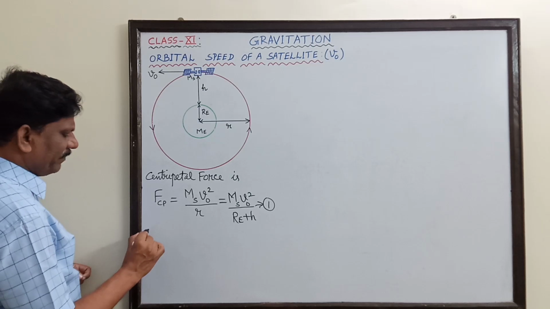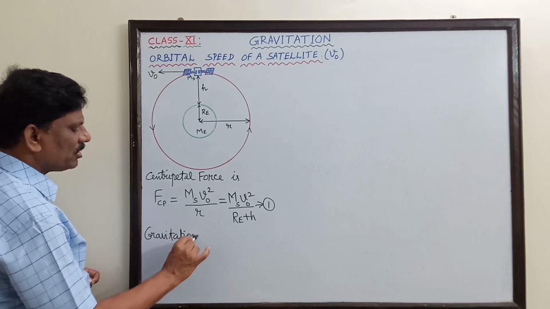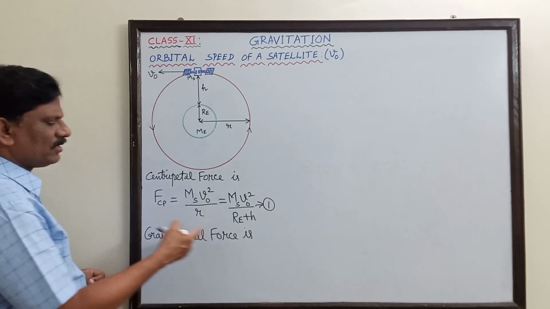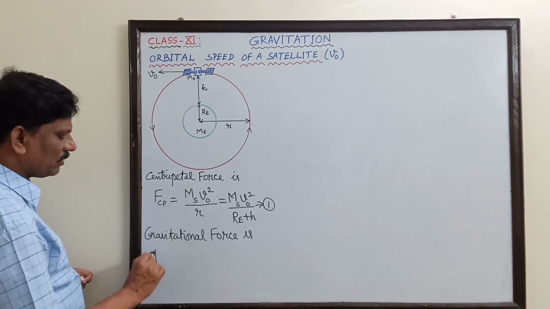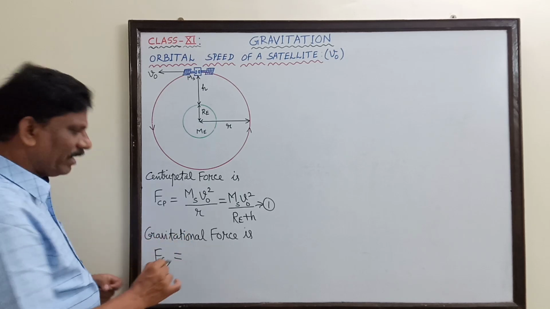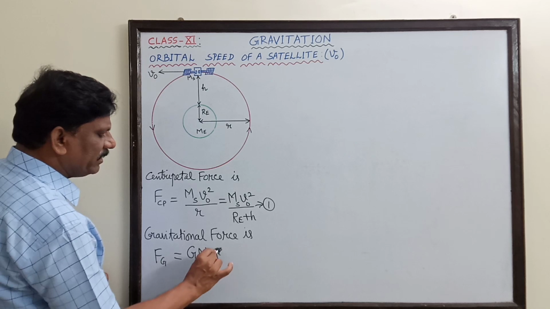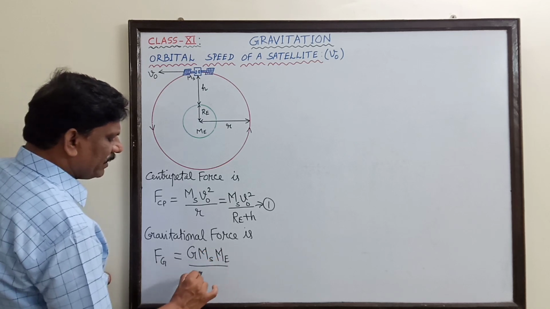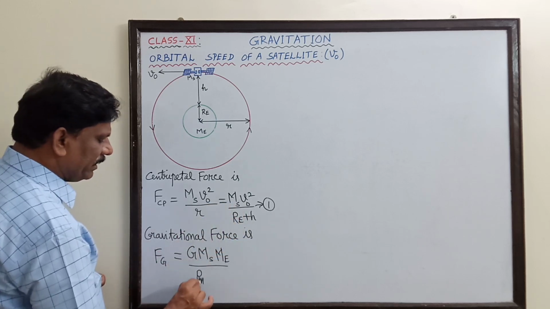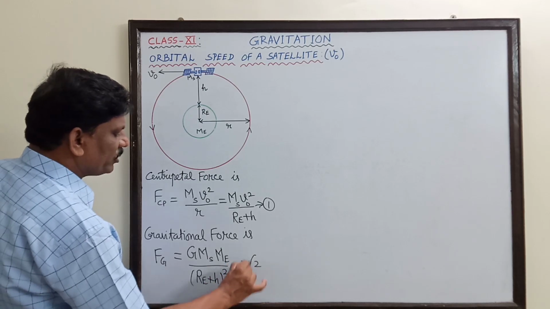Now the gravitational force acting on the satellite, which is also the source of this centripetal force. So that is F gravitational. Only its magnitude I am going to substitute. This is G into mass of the satellite MS into mass of the earth ME divided by this distance squared, RE plus h the whole square. So this is equation 2.